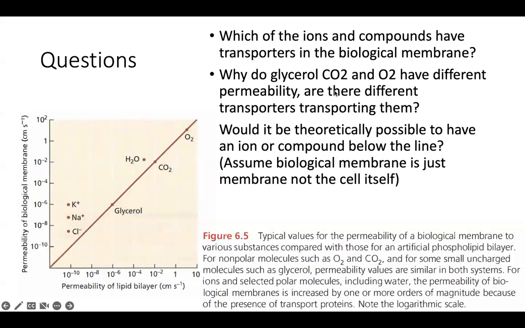Okay, the third question is more difficult to understand. Would it be theoretically possible to have an ion or compound below the line? Below the red line, I mean. First, what would it mean, and would it be possible? I don't think so, Ömer says. What do the others think?